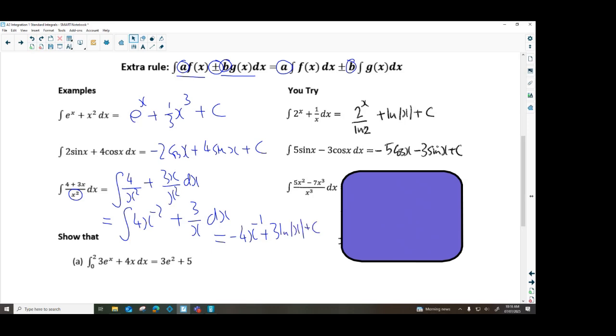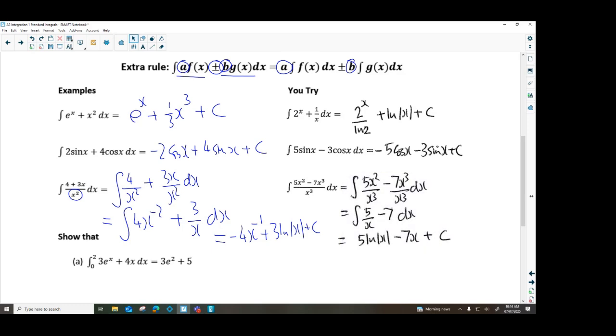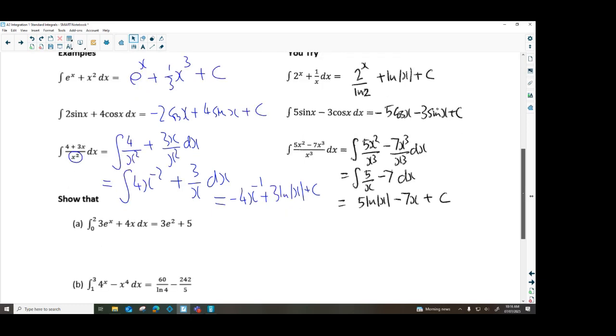Okay, folks, pause the video, have a go at the one on the right. Okay, so this is 5x squared over x cubed minus 7x cubed over x cubed, which simplifies to give 5x minus 7, which integrates to give 5 ln mod x minus 7x plus c. Okay, next bunch of questions.